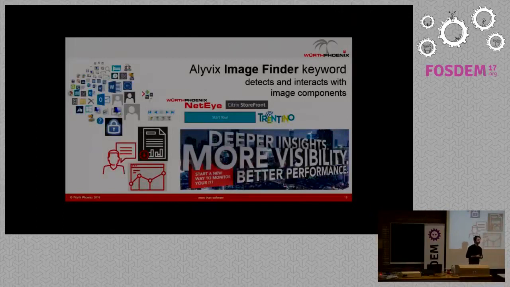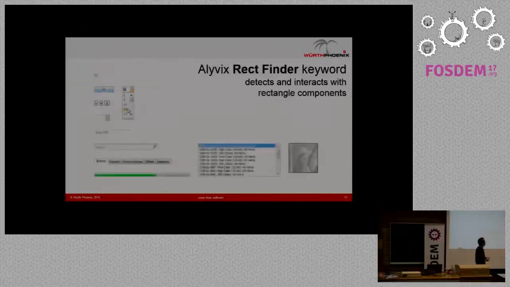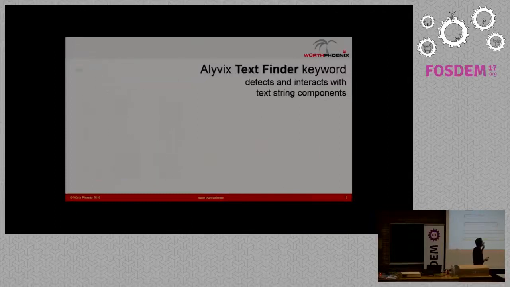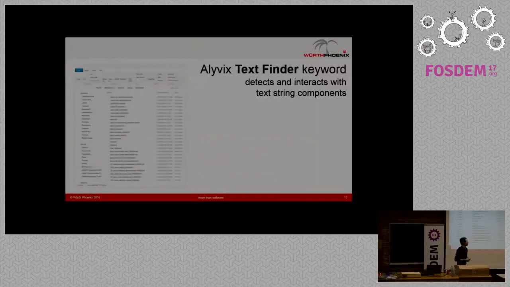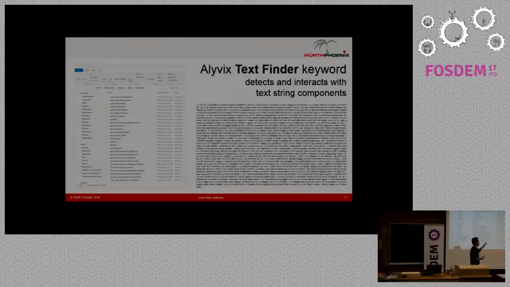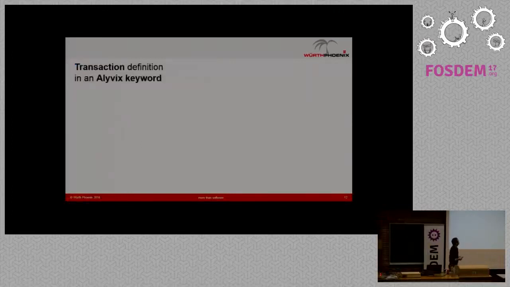We've got several tools. For example, the image finder. You can detect images, tiny images, really big images, doesn't matter. You have a rectangle finder. You can detect rectangles on your graphical user interface, like buttons, edit boxes, windows, and so on and so forth. And finally, we've got text finders. So basically, Alyvix is able to scrape, in some sense, your graphical user interfaces and match the text with regular expressions. It works also with a giant chunk of text.